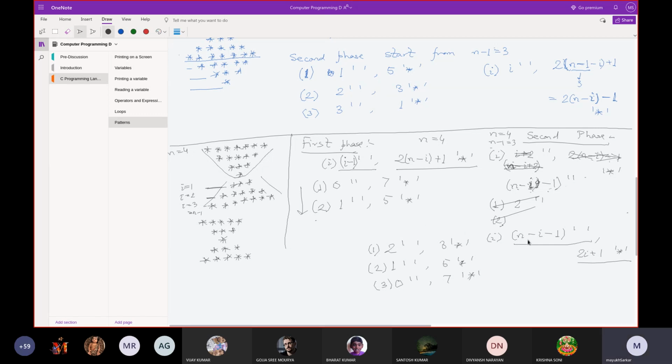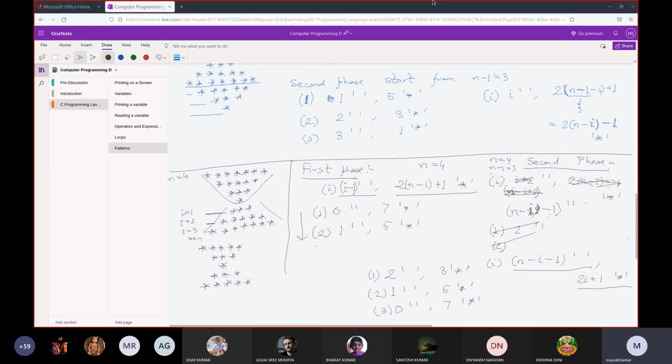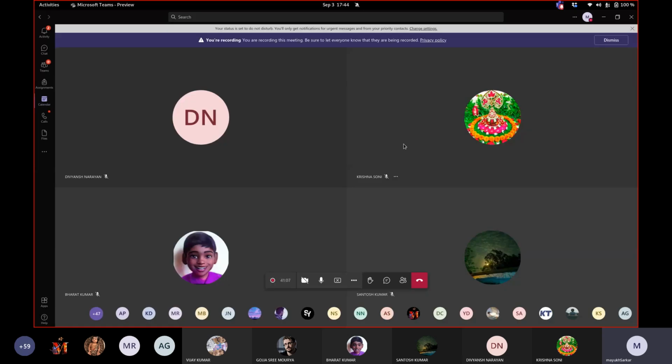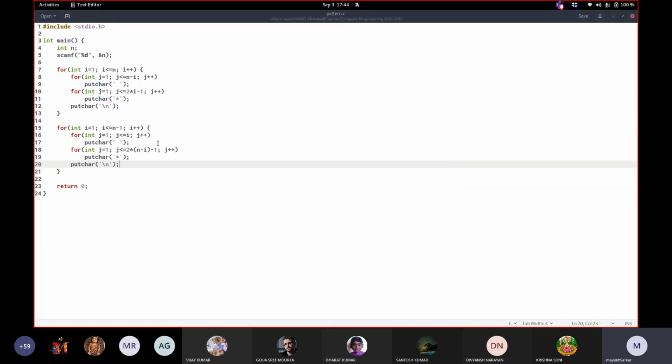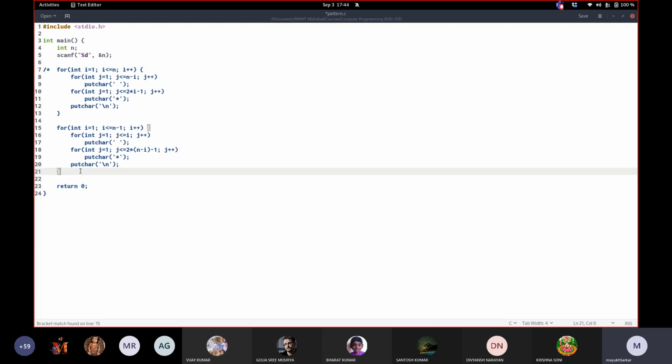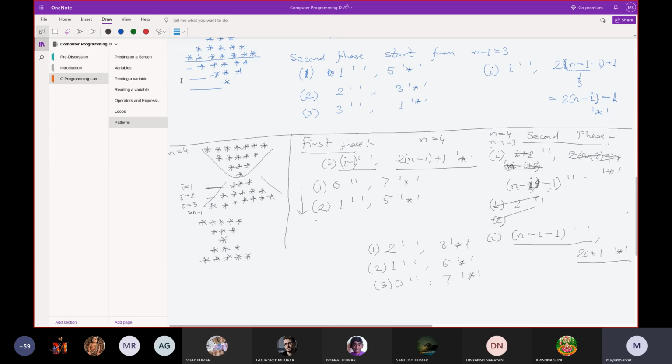When I is equal to 1, n is 4, so n minus 1 minus 1 is 2, right? 2 spaces. And I is equal to 1 means 2 into 1 plus 1, so 3 stars. Similarly, we'll check for 2, there will be 1 space and 5 stars and so on. So if we implement this, let me implement it here.